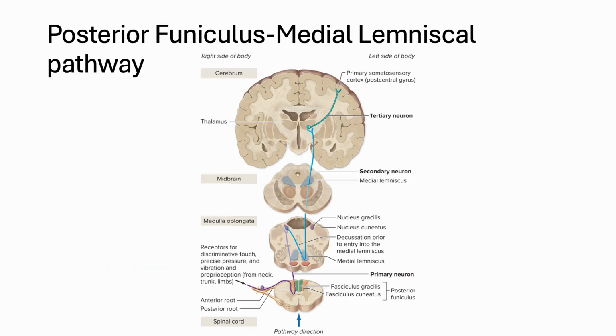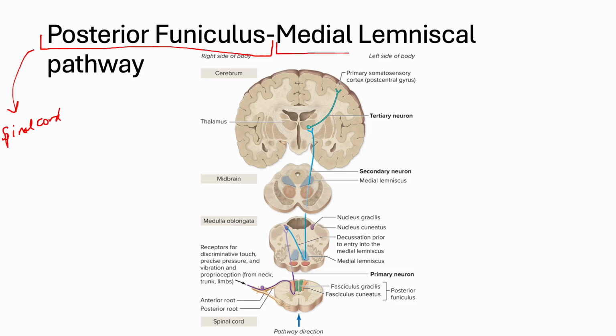Okay, now this pathway is a mouthful. The posterior funiculus medial lemniscal pathway. So again, we're going to look at the terms, okay, so we can figure out where it's originating. The posterior funiculus, remember the funiculi are the white matter tracts, right? Posterior is just talking about where in the spinal cord that white matter would be located. So this is coming from the spinal cord, right? Specifically the posterior funiculus.